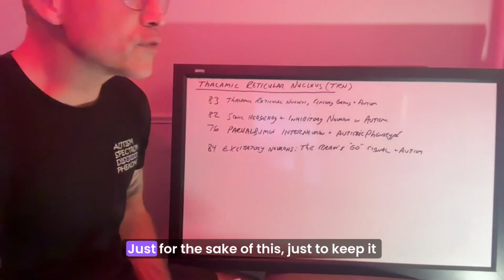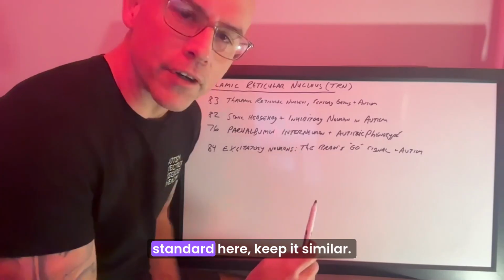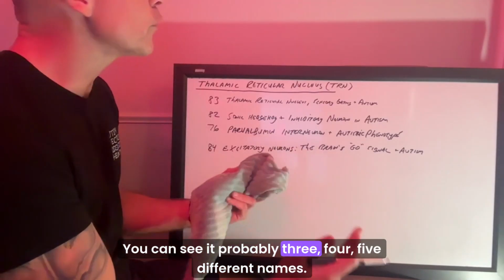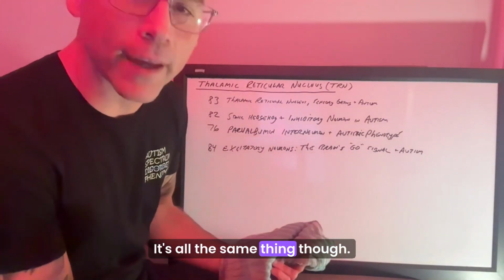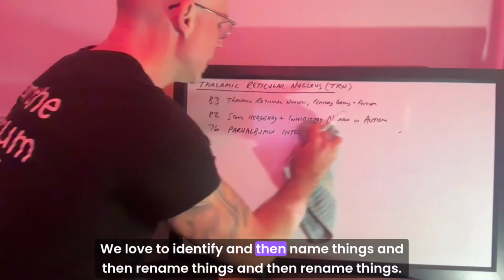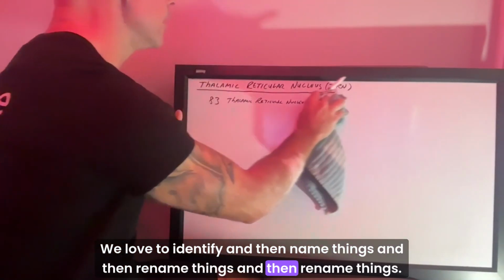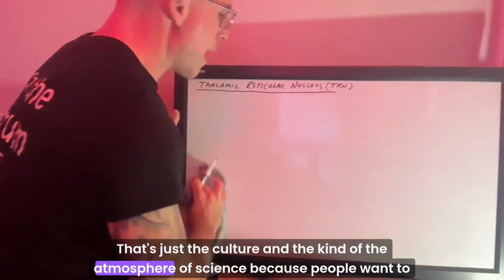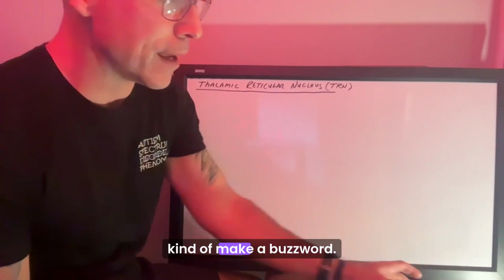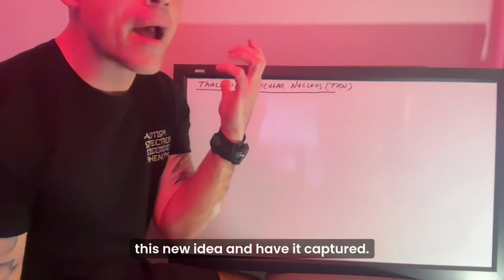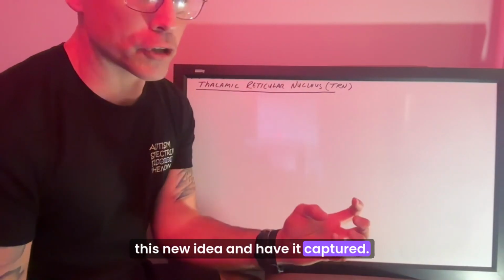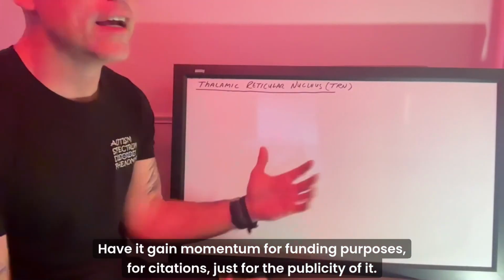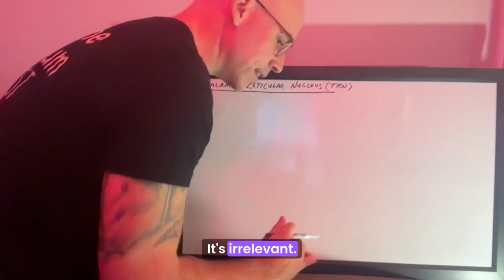Now, science, because people are kind of career-driven, the TRN, you can see it abbreviated and named many different things. Just to keep it standard and similar, we're going to say it's TRN. You can see it probably 3, 4, 5 different names. It's all the same thing though. We love to identify and then name things and then rename things and then rename things. That's just the culture and the atmosphere of science, because people want to make a buzzword, create this new idea and have it captured, have it gain momentum for funding purposes, for citations, just for the publicity of it. It's irrelevant.